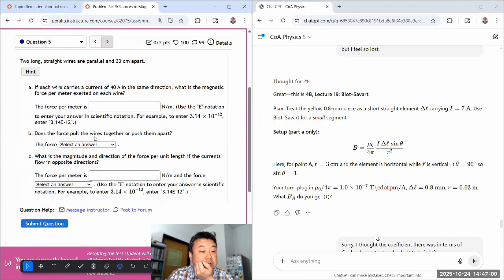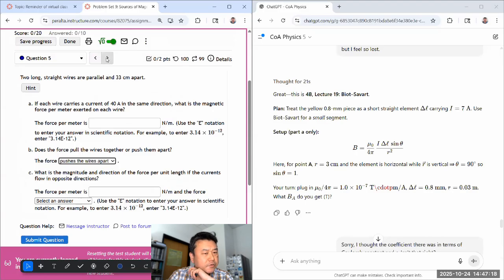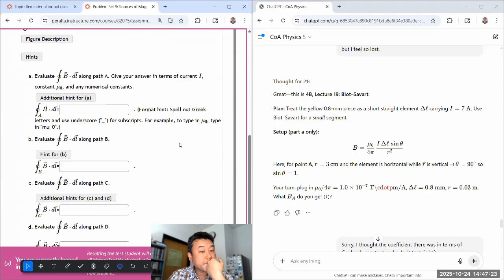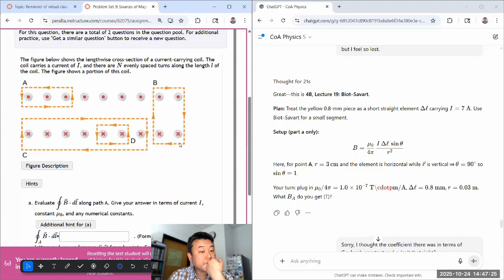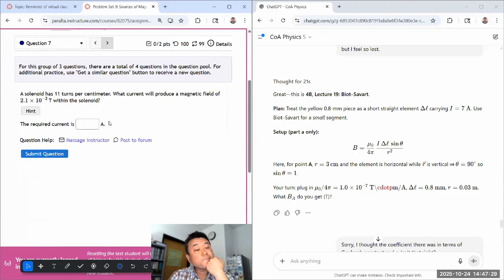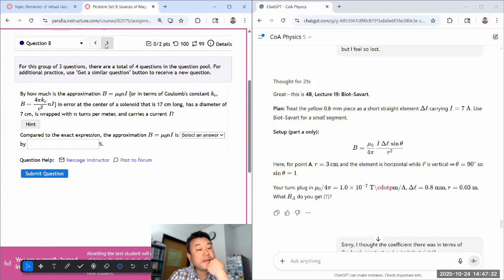Or this could be interesting, because someone might think currents parallel in the same direction push the wires apart, but it's the other answer that's actually correct. If I don't have anything better to use, I'll come back to this. Maybe this is better. I'm not sure. Yeah, let me do question 6.